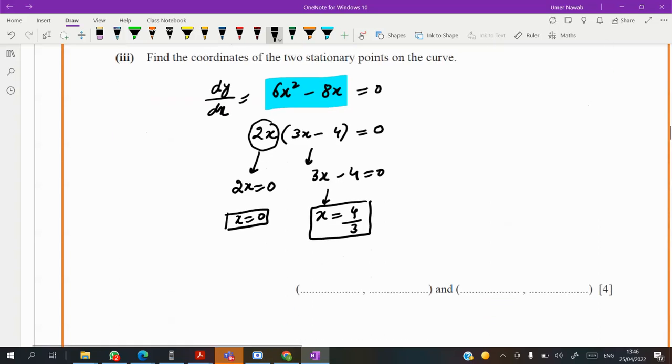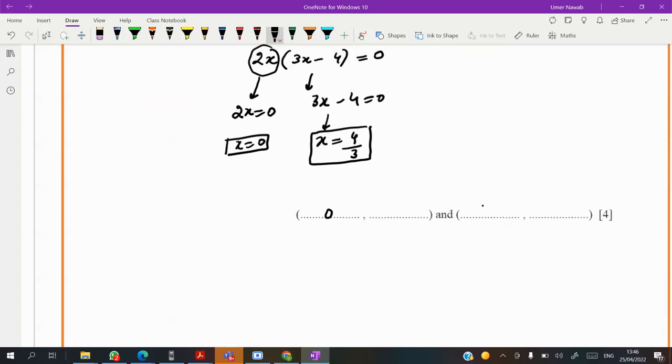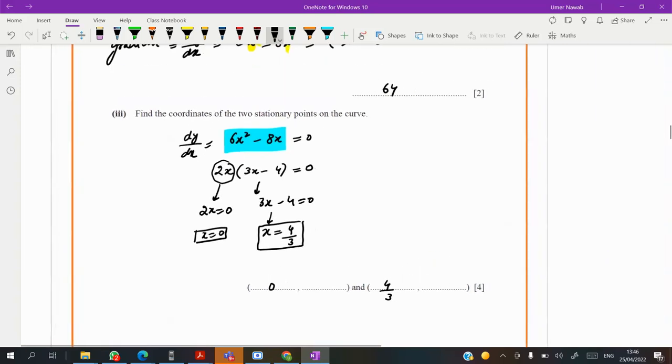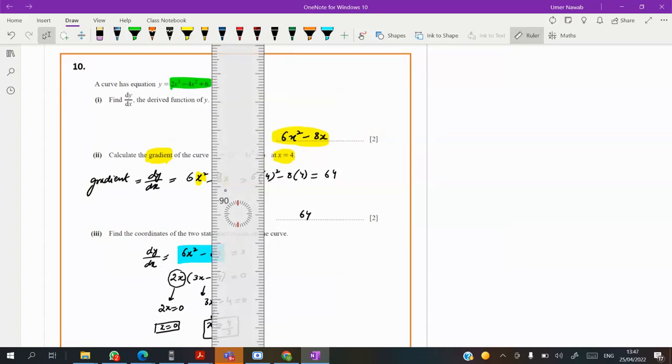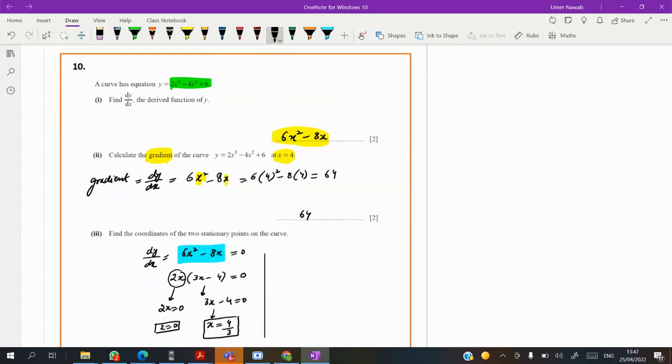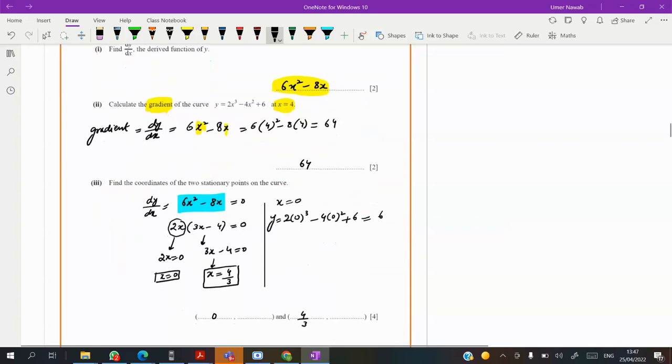Now after finding the x coordinates, we need to find the corresponding y coordinates. So what's the original equation? The original equation is y equals x cubed minus 4x squared plus 6. So x is equal to 0. I substitute now. It gives me 6. Now use x is equal to 4 over 3. For this, I need to use the calculator.